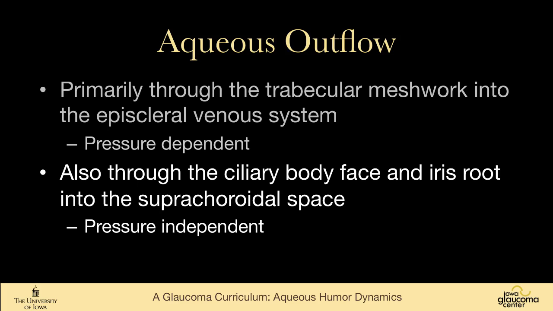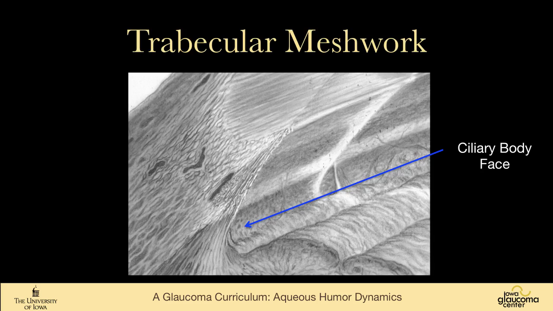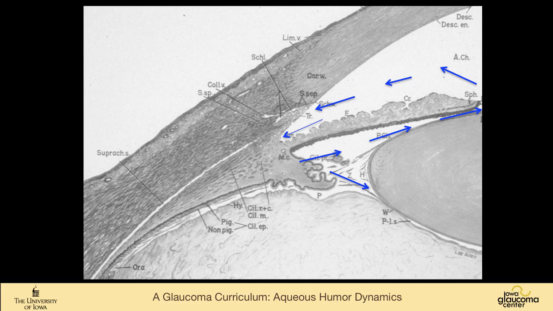The other route of egress is through the ciliary body face and the iris root into the suprachoroidal space, and this is pressure independent. And that's right here. If we look back to the same drawing now, the thin blue arrow goes into the face of the ciliary body into the suprachoroidal space. This is a small percentage of aqueous outflow, around 10%, although there are studies that suggest it may be higher than that.